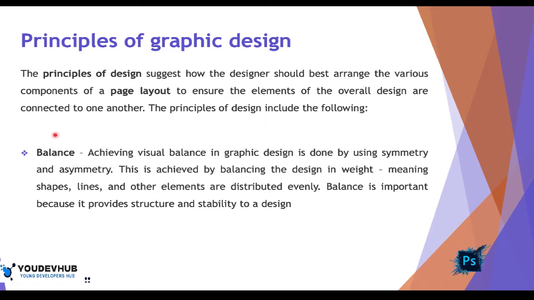We have balance. Achieving visual balance in graphic design is done by using symmetry and asymmetry. That is, this is achieved by balancing the design in weight, meaning shapes, lines, and other elements are distributed evenly. Balance is important because it provides structure and stability to a design.